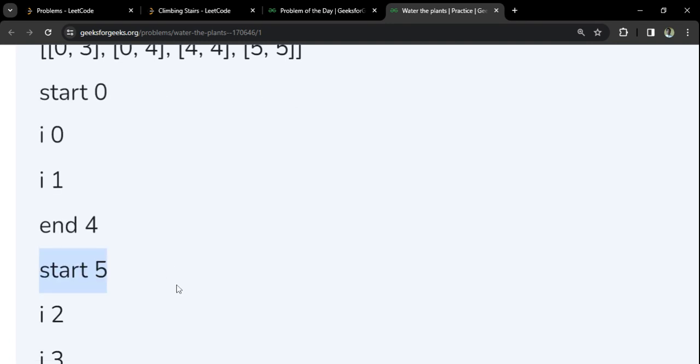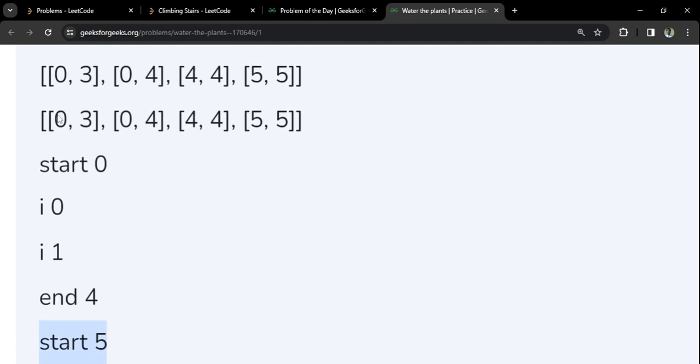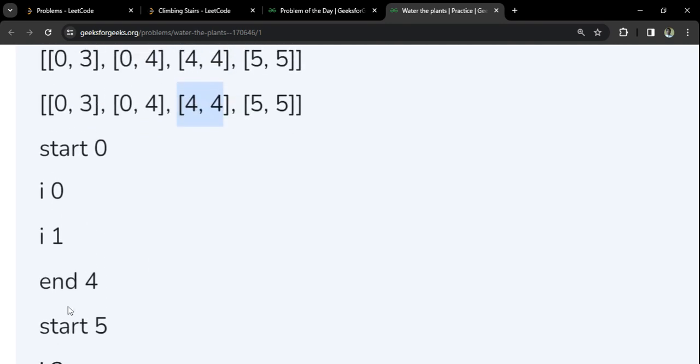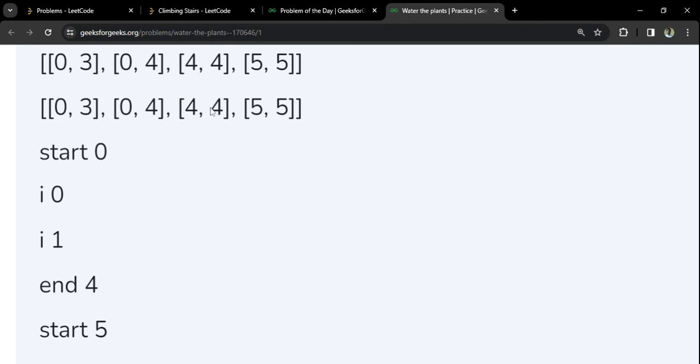Now I'm at I equal to 2. These two indexes are covered. I will not cover them again. That's why I've sorted it, right. So I will now consider this index. Now I'm at I equal to 2. What is my start? Start is 5. Is 5 in this? Obviously 5 is greater than the end of this, so no need to consider this at all.